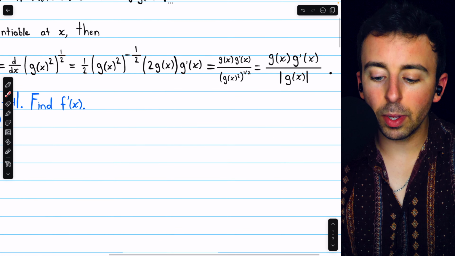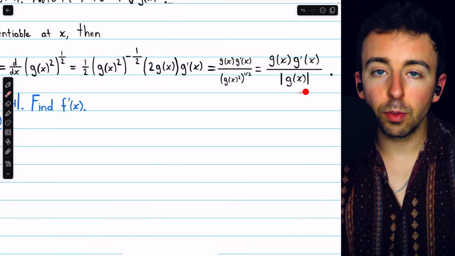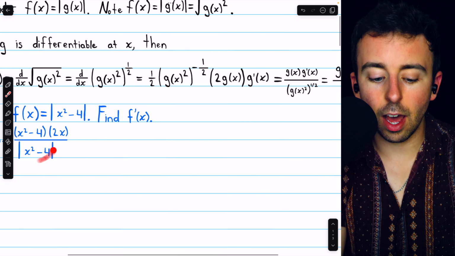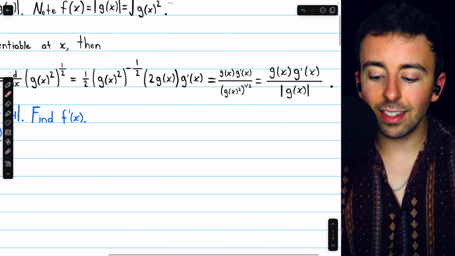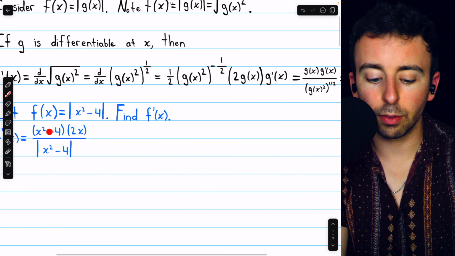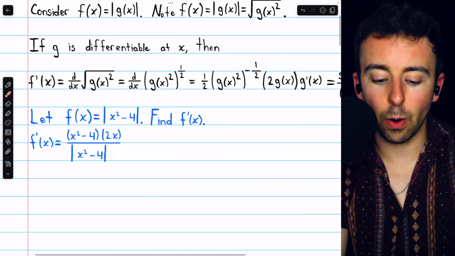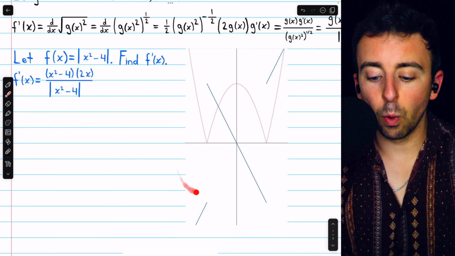Again, just looking at the formula to make the connection, it's just the absolute value function, right? Absolute value of g of x, we have that in the denominator. And then take what's inside the absolute value and put that in the numerator, so x squared minus 4, and just multiply by its derivative as well. And so that is our derivative. Here's a graph for your reference.